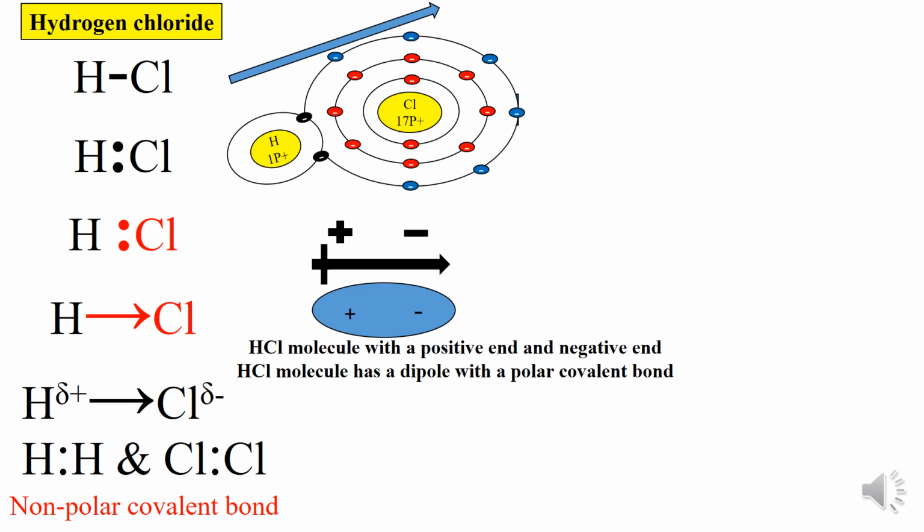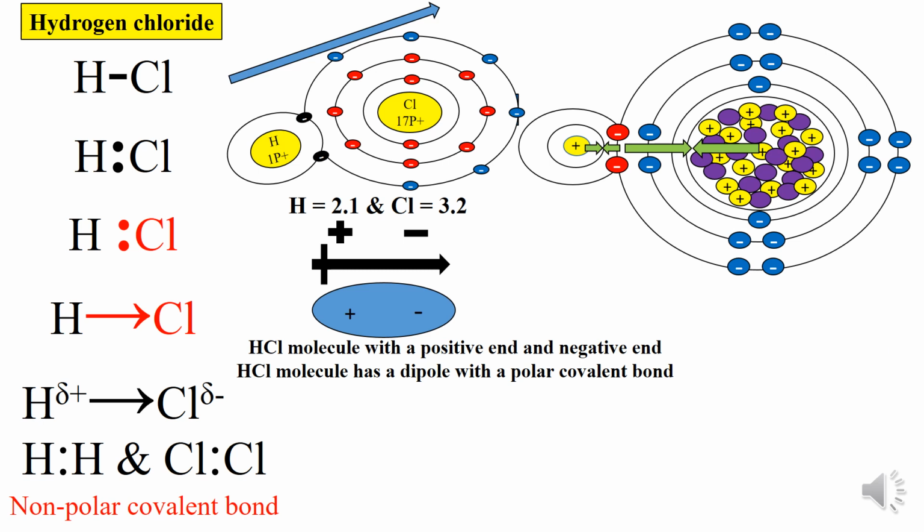Now you know the significance of the arrowhead pointing towards the chlorine atom in the hydrogen chloride molecule, with the hydrogen atom having an electronegativity value of 2.1 and chlorine an electronegativity value of 3.2. Why is chlorine more electronegative than the hydrogen atom in the hydrogen chloride molecule? Let's find out the answer by examining the electron structure of the hydrogen chloride molecule.